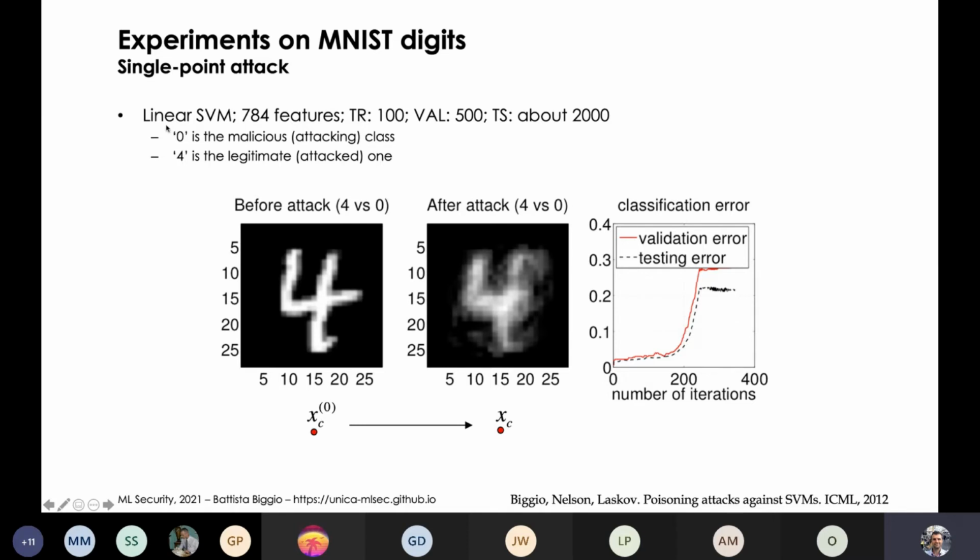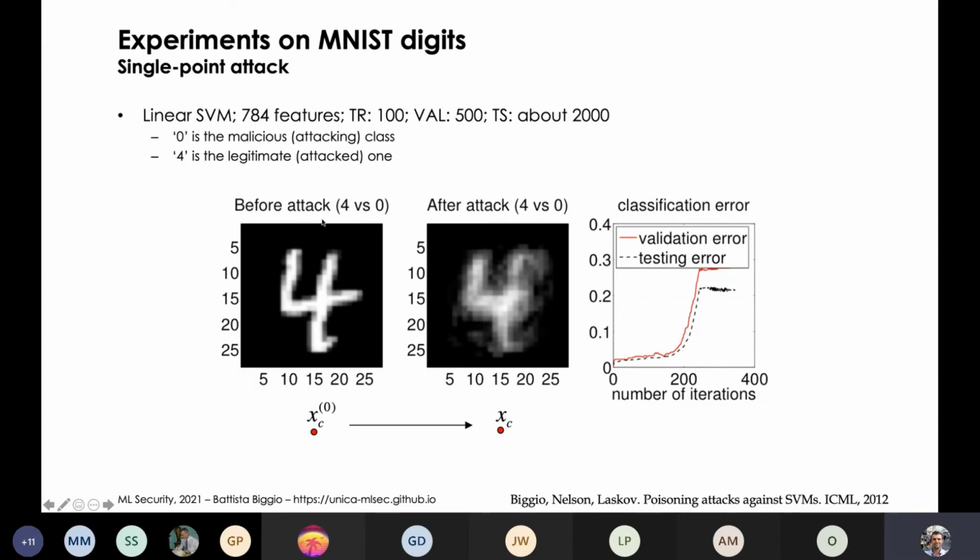What we did here was to consider a linear classifier trained on the MNIST. This is a linear support vector machine trained on 100 points, where we have just two classes, 0 and 4. Those are the only two digits that we considered. The test set is about 2,000 points, and these are all clean. So we are not modifying anything. This is just zeros and fours without modifications.